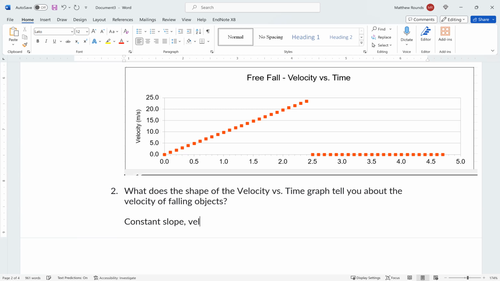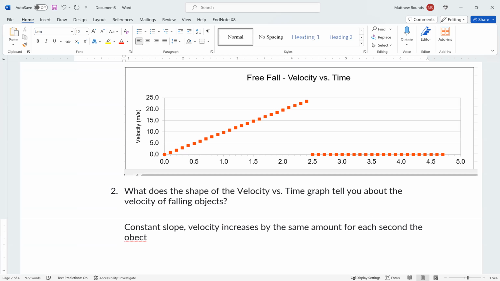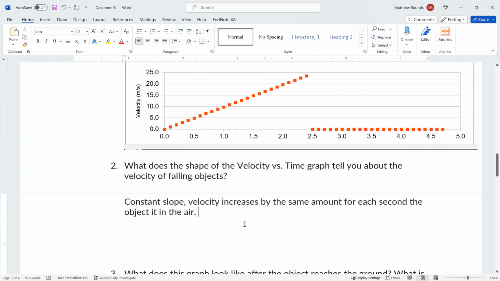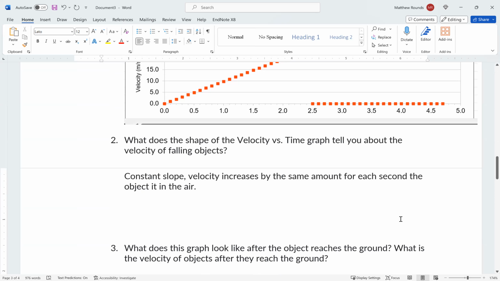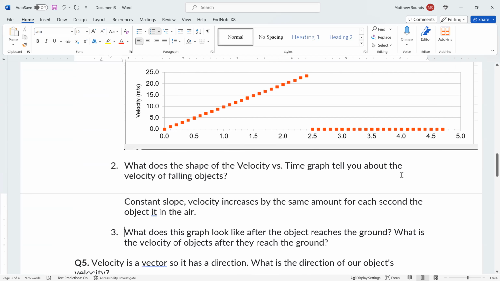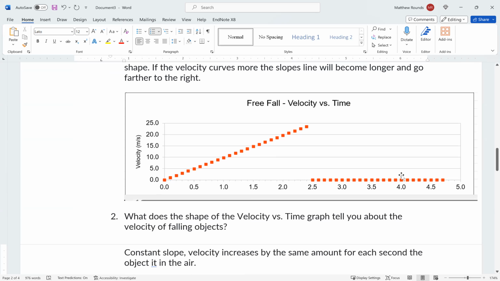You could also add in here that the velocity increases by the same amount for each second the object is in the air. That would also be good to include. So give me a sentence or two for that, please. Okay.